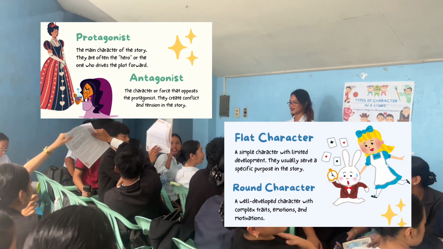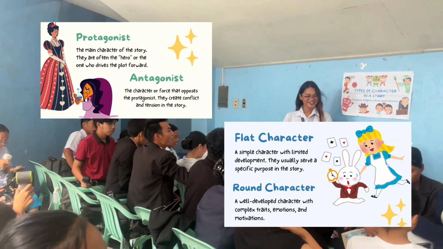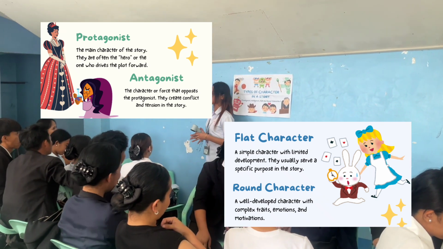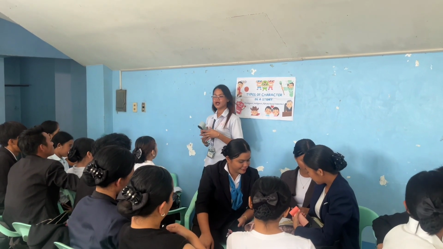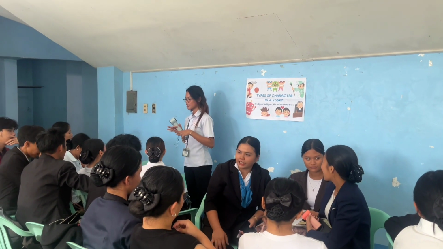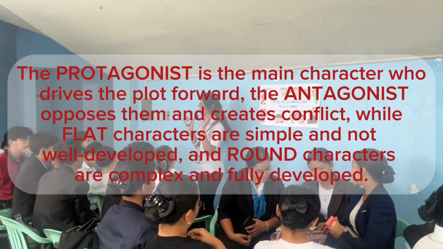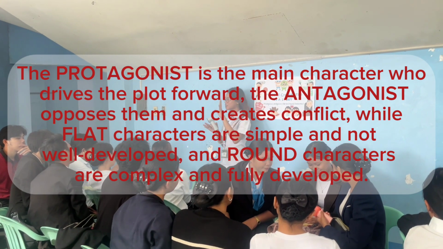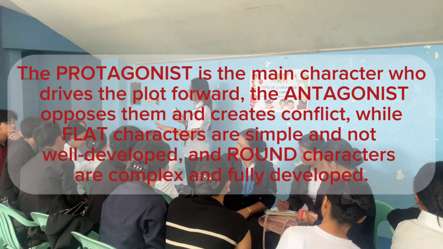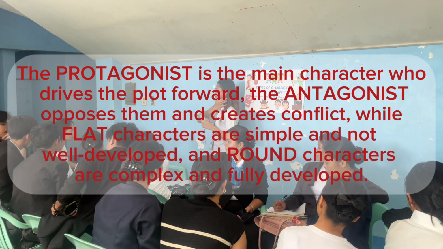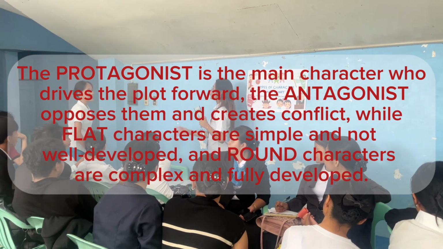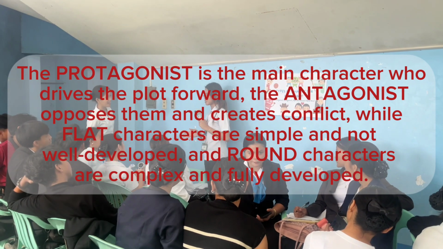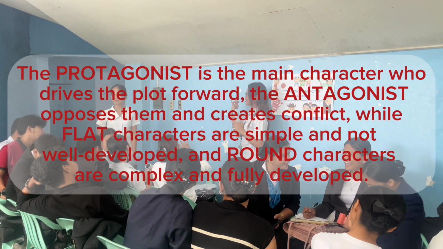This part is very crucial because this is where the explaining of concepts is done, where I define each type of character. The protagonist is the main character who drives the plot forward. The antagonist opposes them and creates conflict. While flat characters are simple and not well developed, round characters are complex and fully developed.